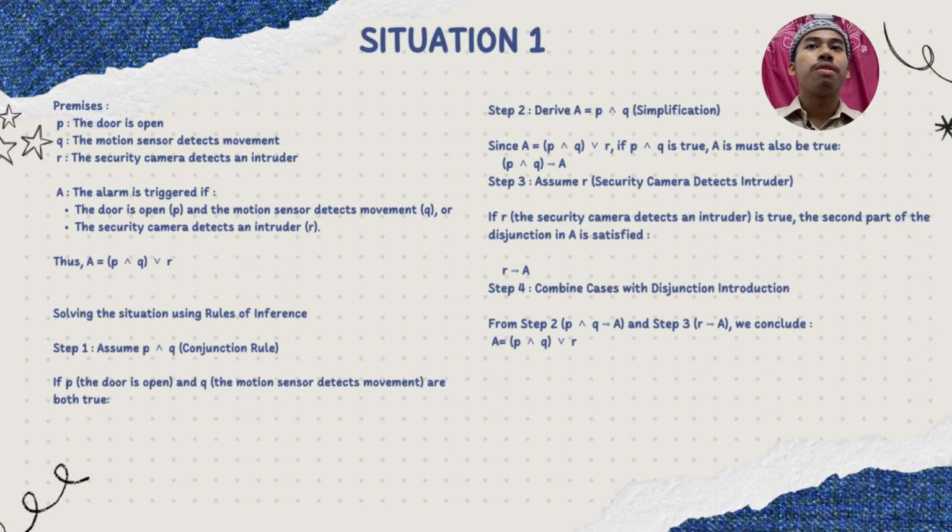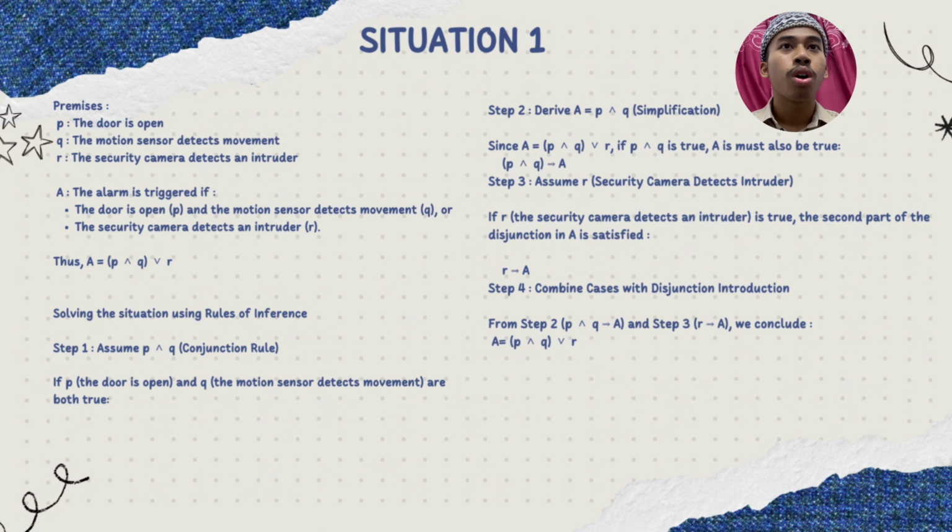Condition 1, if the door is open, the motion sensor detects movement. So, it will be P and Q. Condition 2, if the security camera detects an intruder. As the result, the condition for the alarm to trigger is A equals P and Q or R.